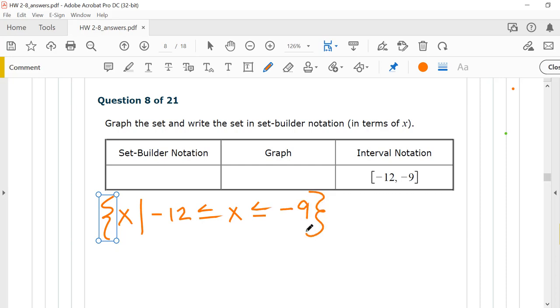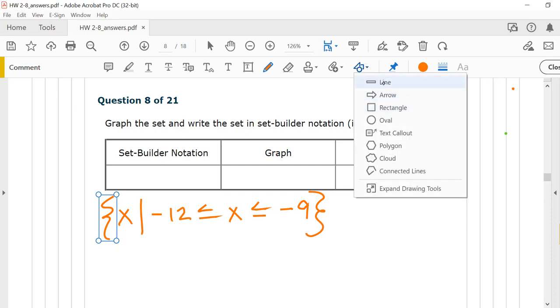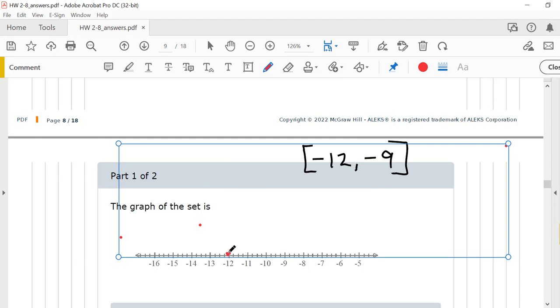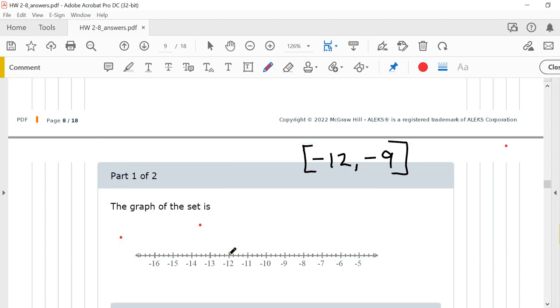For the graph, to graph the interval negative 12 to negative 9, notice that they're both brackets. So negative 12 would have a closed circle. And here at negative 12 would be closed. I'm going to use a bracket. Negative 12 to negative 9, and I want everything in the middle.